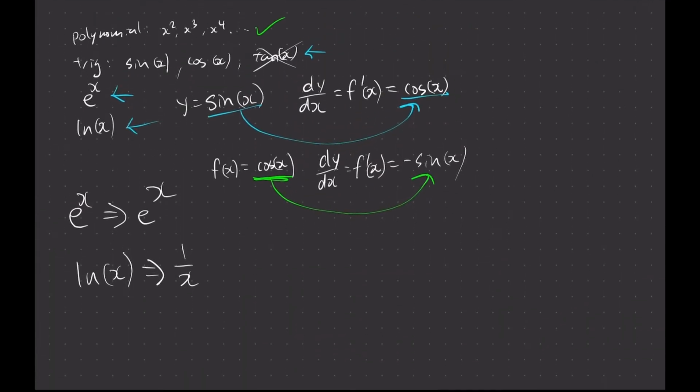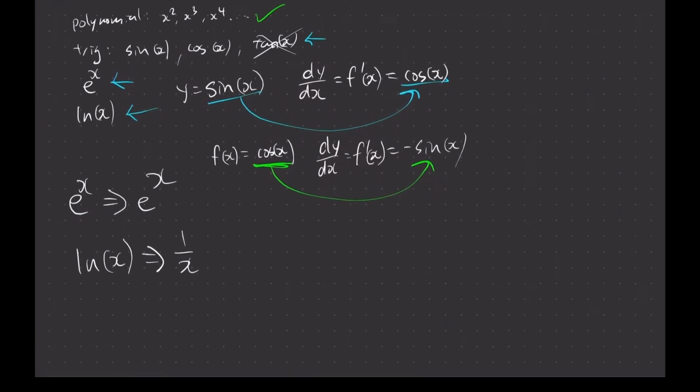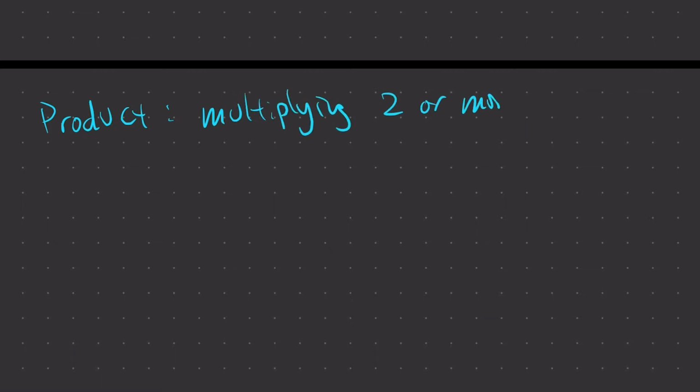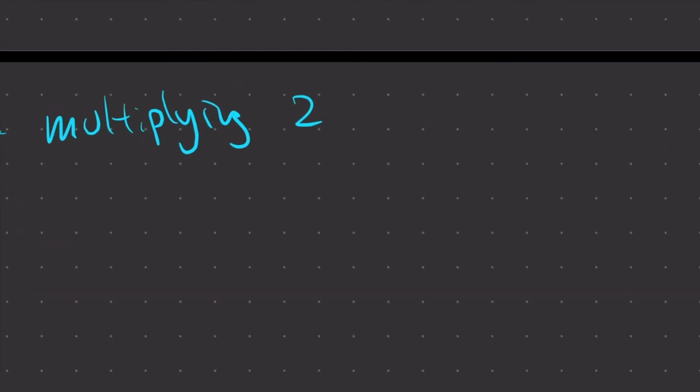Now, product rule, chain rule, quotient rule. What are they used for? In general, in short, product rule is when you have two or more function types multiplied together, though usually it's two. So I just multiply two function types together.